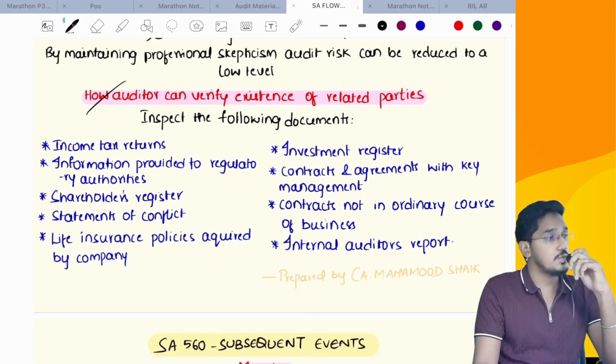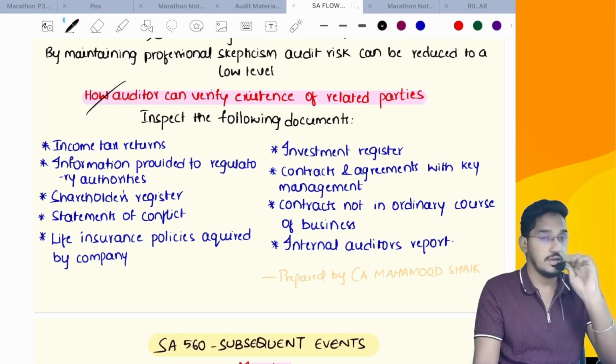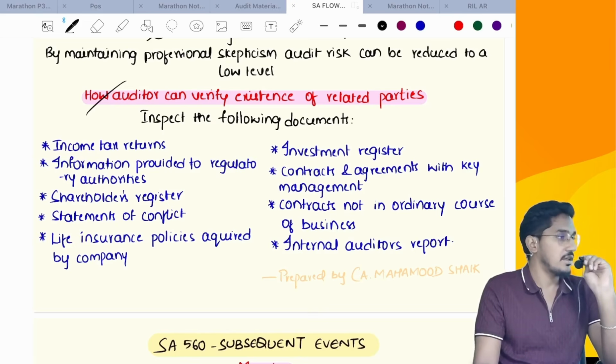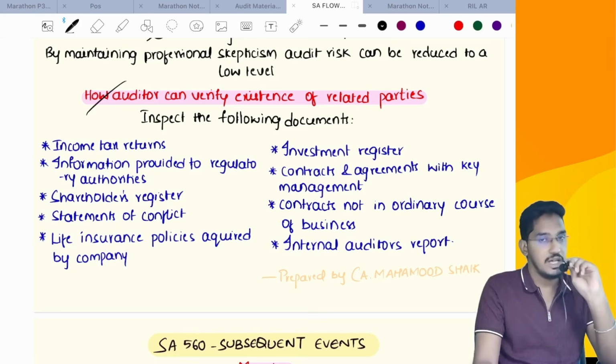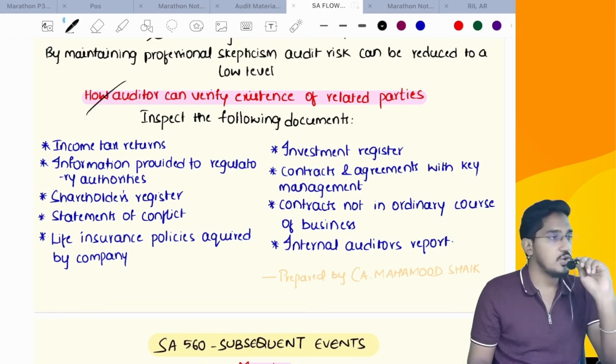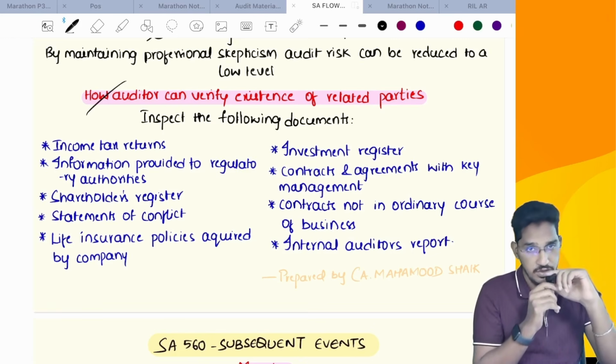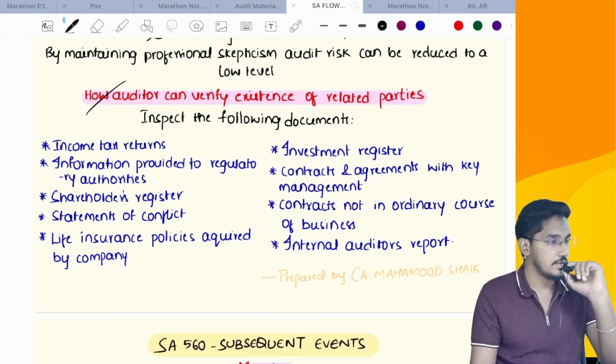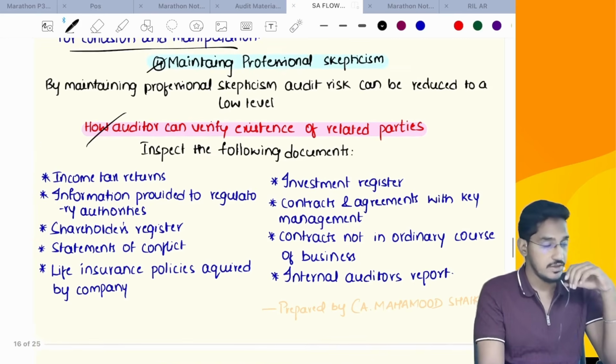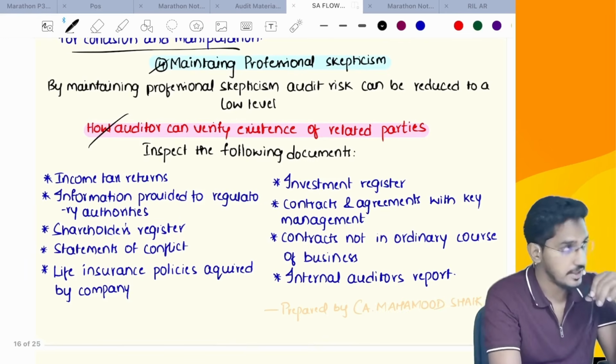But you should not blindly believe that. You should also verify some documents from your side to know whether related parties are there or not, or whether management has hidden some related parties from you. You will definitely go and ask. Management will give a list, but you don't blindly rely on it. You also try to verify some documents from your side to identify the related parties. So what documents do I have to verify, sir, to know whether there is any existence of related parties?